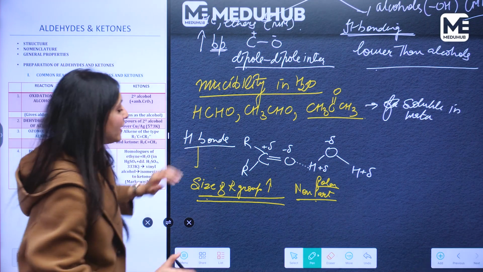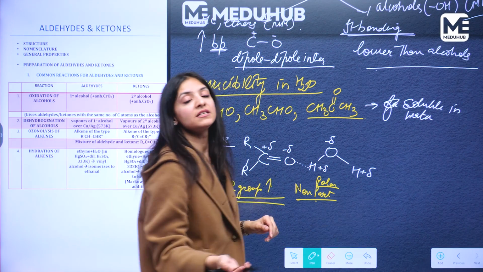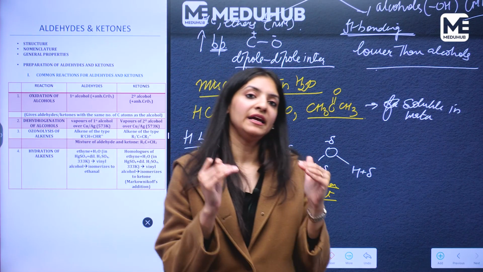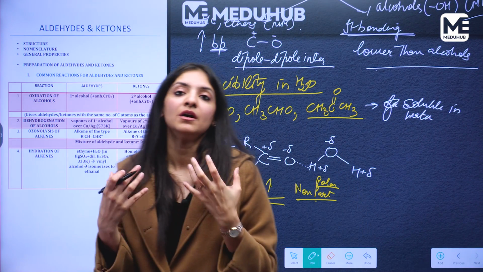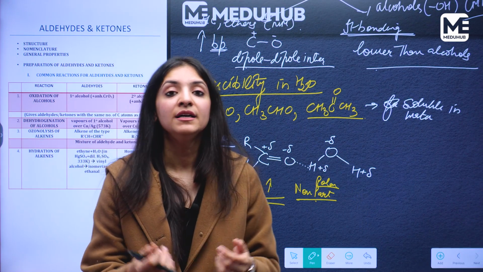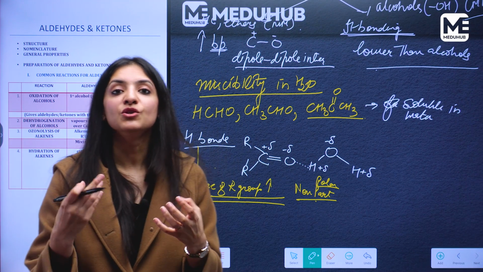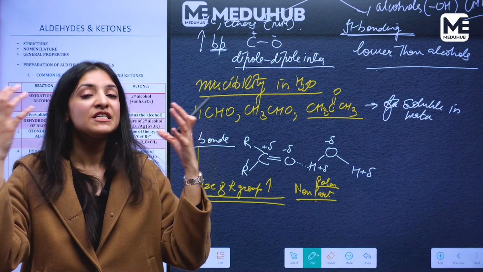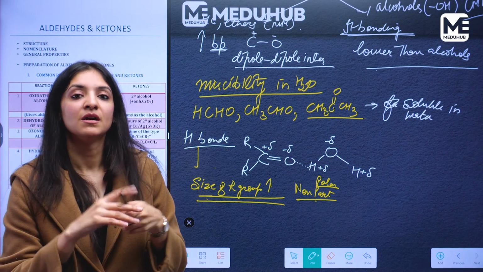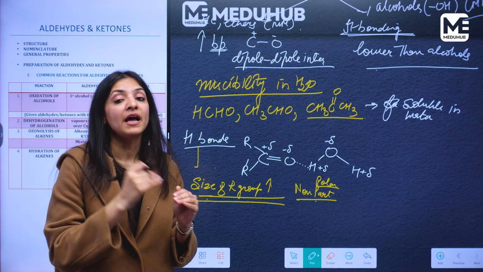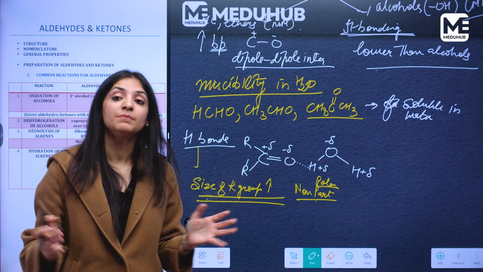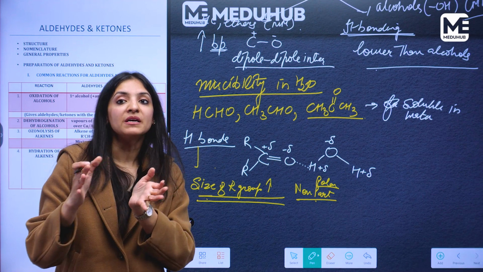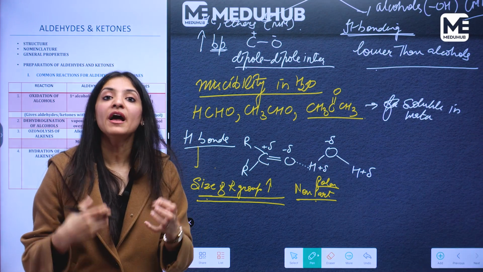And if you talk about the odor of aldehydes and ketones, the lower aldehydes have a very pungent odor. One example is formaldehyde. You must have smelled it because it is used to preserve biological samples. So probably in some biology lab you must have smelled that pungent odor. That is formaldehyde. But as the number of carbons increases, the pungent smell gradually becomes softer and more aromatic.